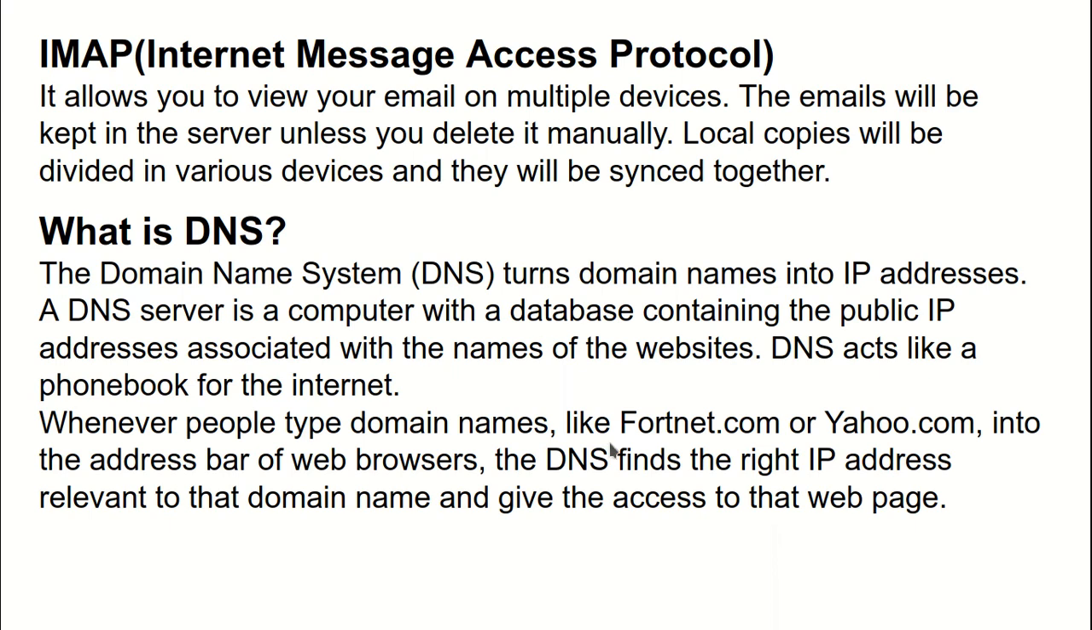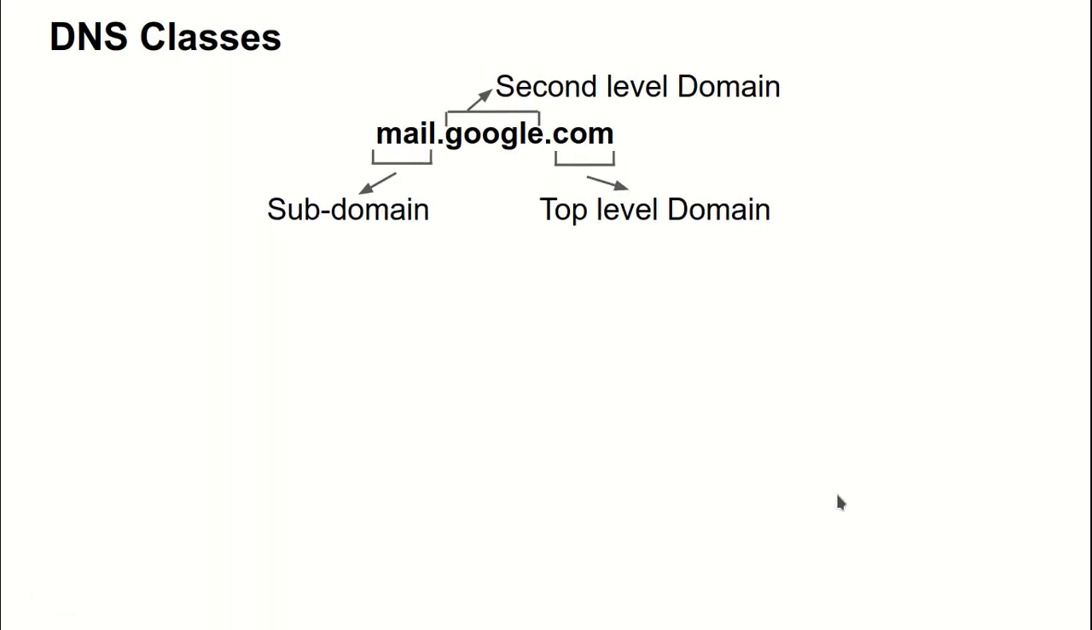Whenever people type domain names like Fortinet or Yahoo.com into the address bar of the web browser, the DNS finds the right IP address relevant to that domain name. Alright, with the help of these IP addresses, the domain name will be identified and give access to that web page. Now let's move to another slide, and here are some of the DNS domain classes.